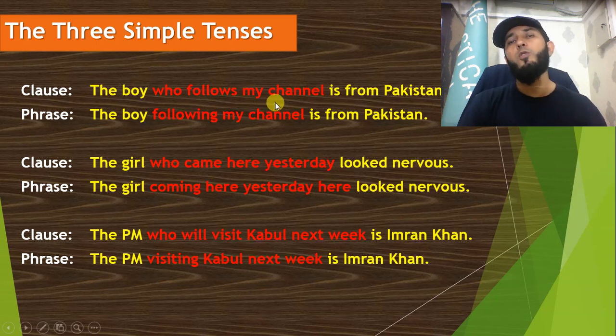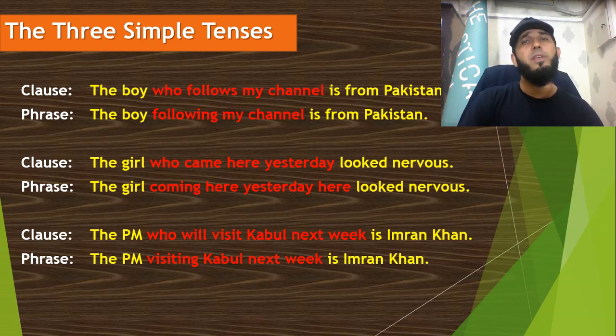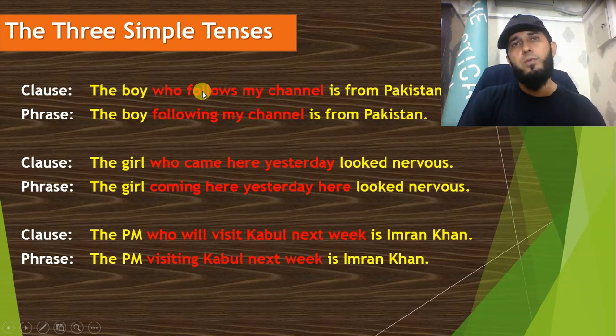The boy who follows my channel is from Pakistan. So who follows my channel? This is your adjective clause, and it's a clause because it has a subject. The word who, the relative pronoun who, functions here as a subject, and then the main verb follows. But a phrase doesn't have to have the pair of subject and verb. So how do we change this to a modifying phrase, to a reduced adjective clause? Remove the relative pronoun who, get rid of it, and change the verb to ing form, and it becomes a reduced adjective clause or a modifying phrase.